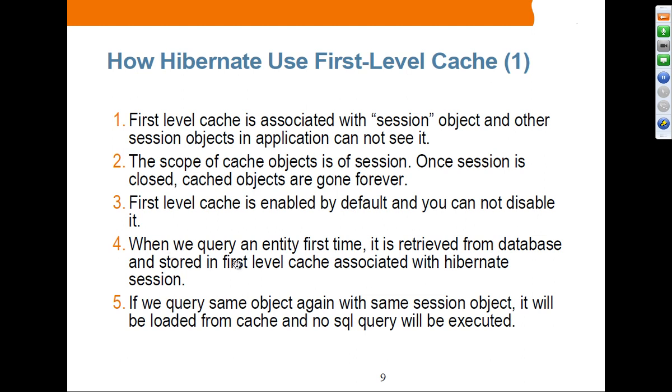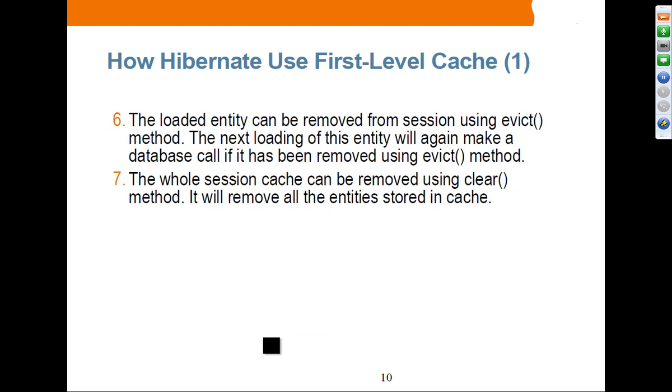So when we query an entity for the first time, it is retrieved from the database and is stored in the first level cache associated with that session. And if you query the same object again with the same session object, it will be loaded from that first level cache, and there is no SQL query to be executed. So pretty straightforward. The loaded entity can be removed from the session using the evict method. The next loading of this entity will again make a database call if it has been removed using the evict method. And again, the whole session cache can be removed using the clear method, which will remove all entities stored in the cache.